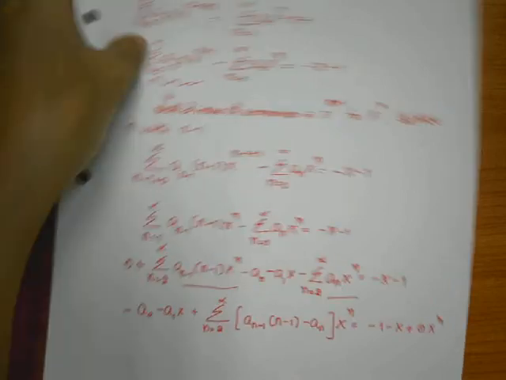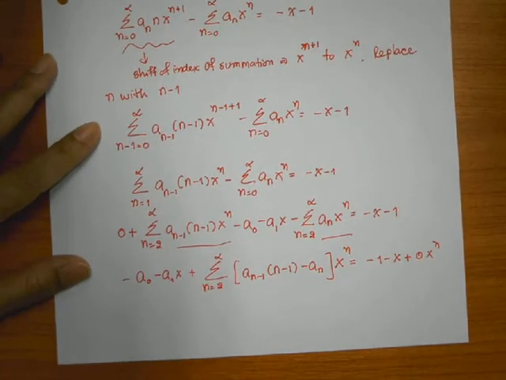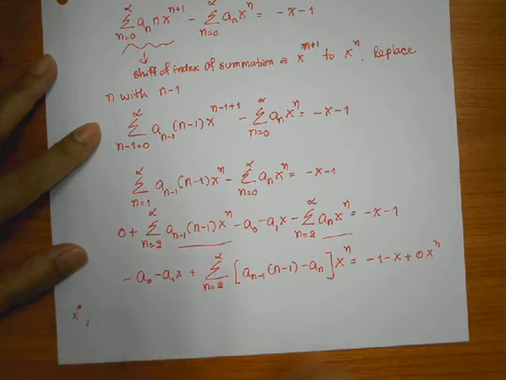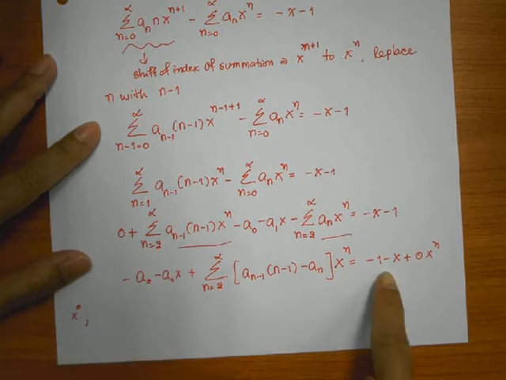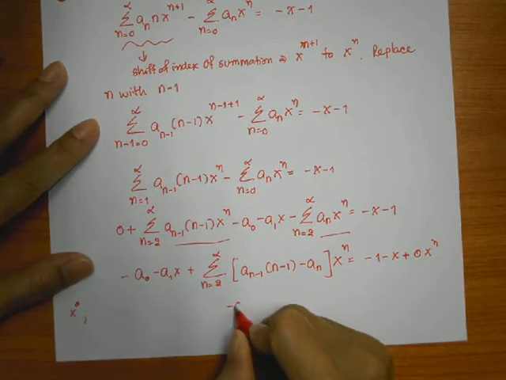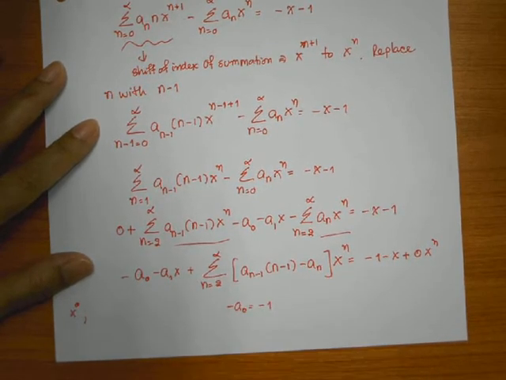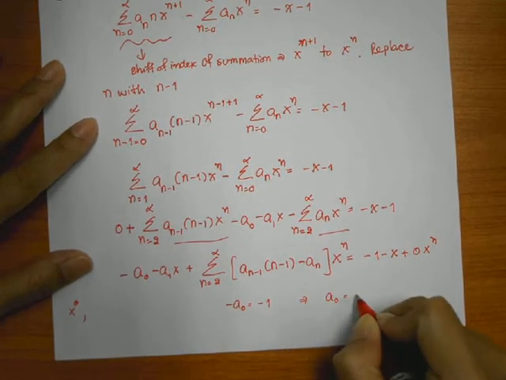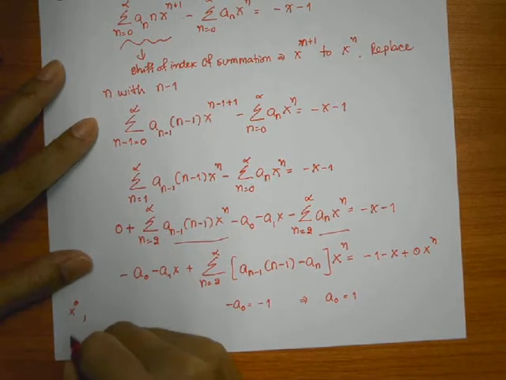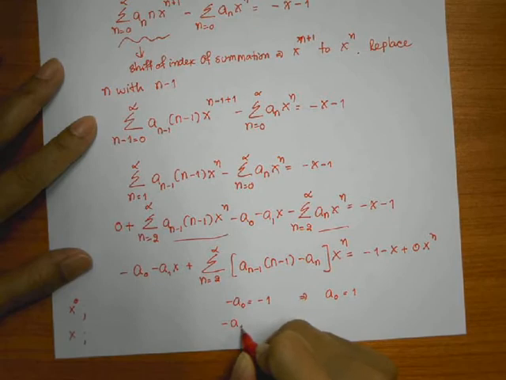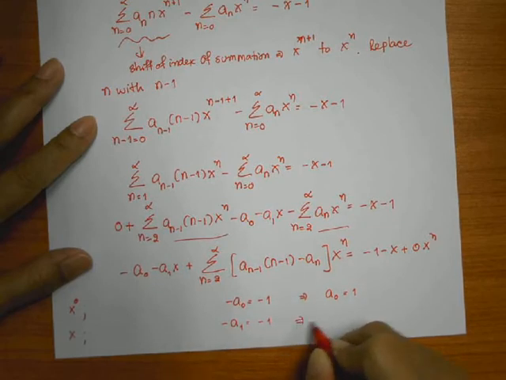We are going to do the comparing of the coefficients. Okay, the first term is x to the power 0. We compare the coefficient, we would get minus a0 equal to minus 1, right? So that means a0 equal to 1. And for the term of x to the power 1, we would get minus a1 equal to minus 1. So a1 is equal to 1 again.